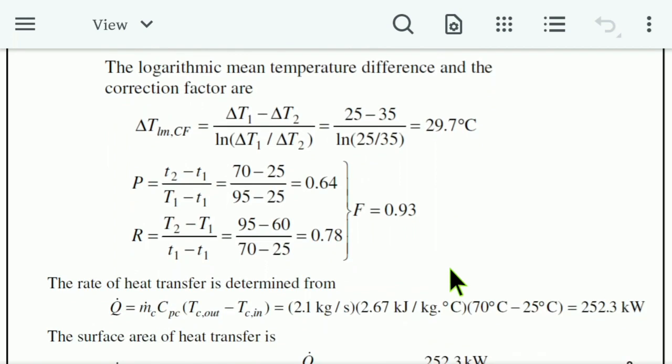P is equal to T2 minus T1 by T1 minus T1, 70 minus 25, 95 minus 25, that means 0.64, and R is equal to T1 minus T2 by t2 minus t1, so 95 minus 60 and 70 minus 25. This is T2. Okay, printing mistake. So the value of P is 0.64 and R is 0.78, and from these two values we can find the value of F, which is 0.93.